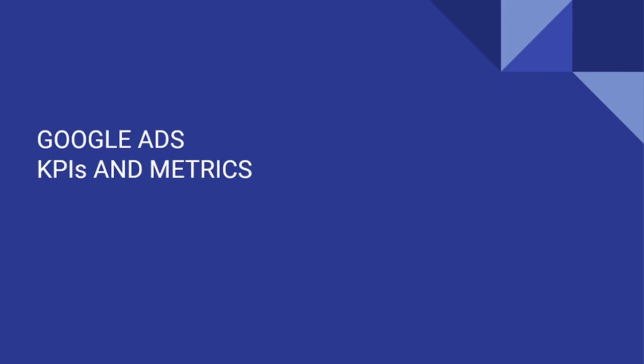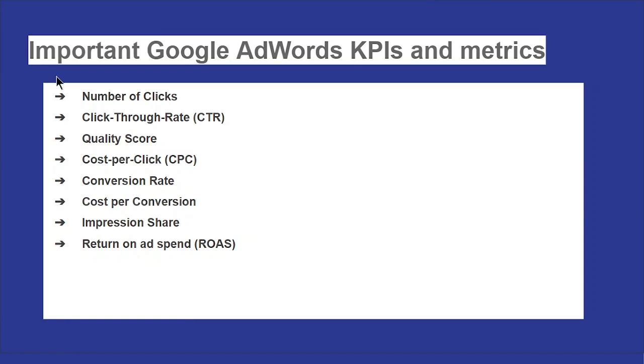In this video, we'll be talking about a few important Google Ads KPIs to track, which will ensure that you generate revenue from your Google Ads campaign. So here is a list of some important Google Ads KPIs and metrics, starting with number of clicks, click-through rate, quality score, cost per click, conversion rate, cost per conversion, impression share, and return on ad spend.